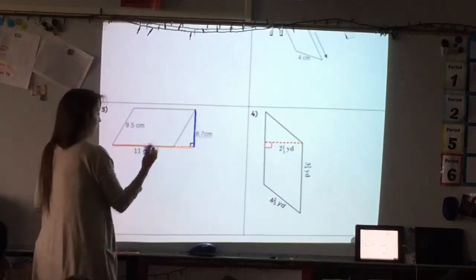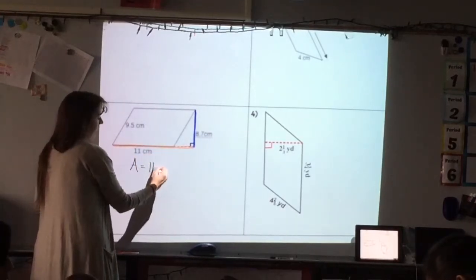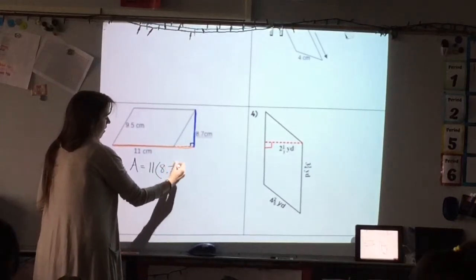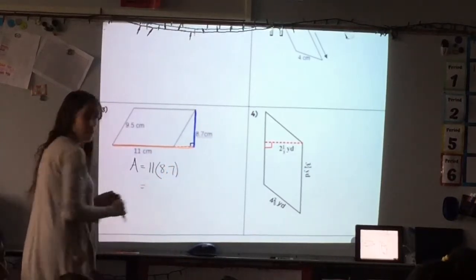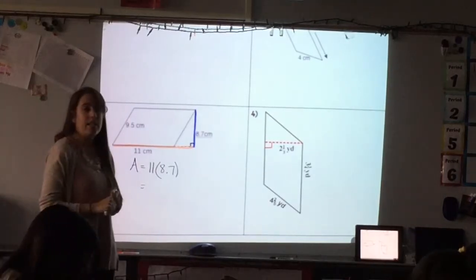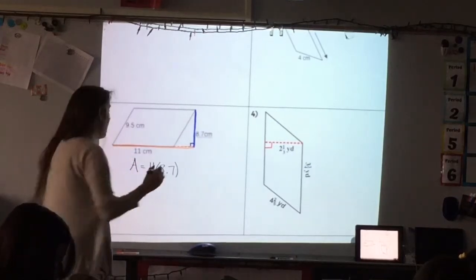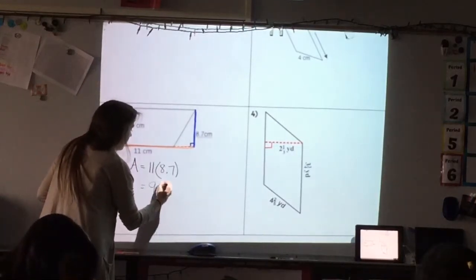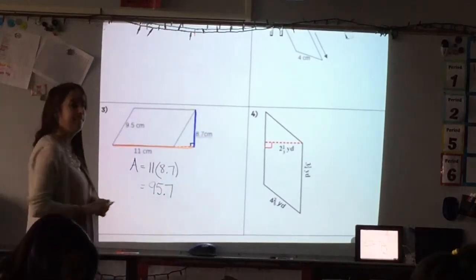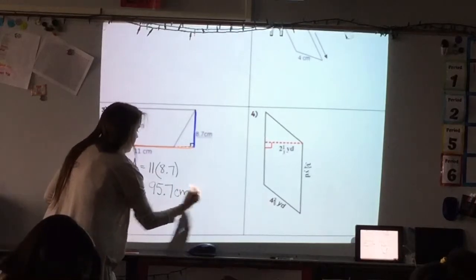Let's go ahead and plug that into our formula. Area equals our base of 11 times our height of 8.7. Somebody tell me what that is. 95.7. 95 and 7/10. And what should our units be? Centimeters squared. Awesome.